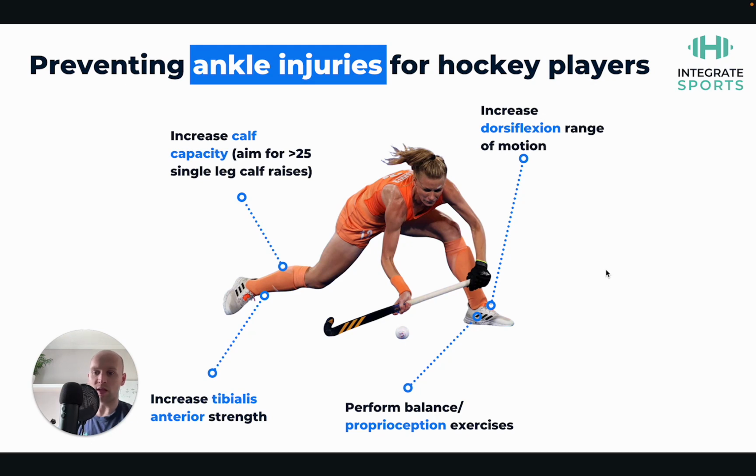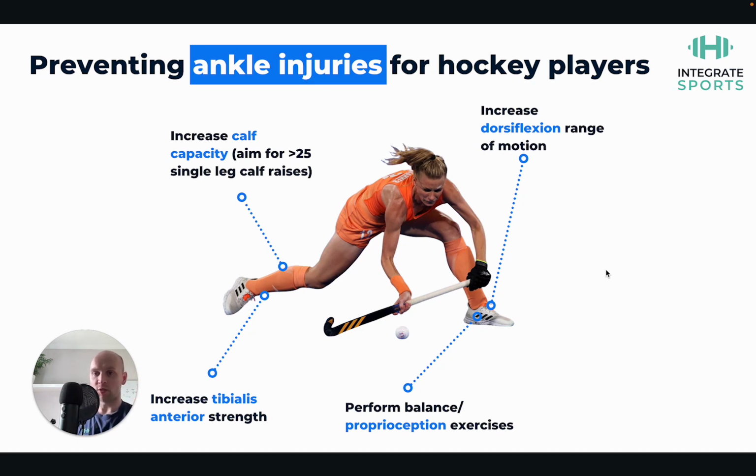So there's a few things we can do to solve this from a strength training perspective, from a mobility perspective, and also from a balance, proprioception and technique perspective as well. So the four key areas we can look to implement in order to reduce the frequency of ankle injuries are calf capacity, tibialis anterior strength, balance and proprioception, and dorsiflexion range of motion.